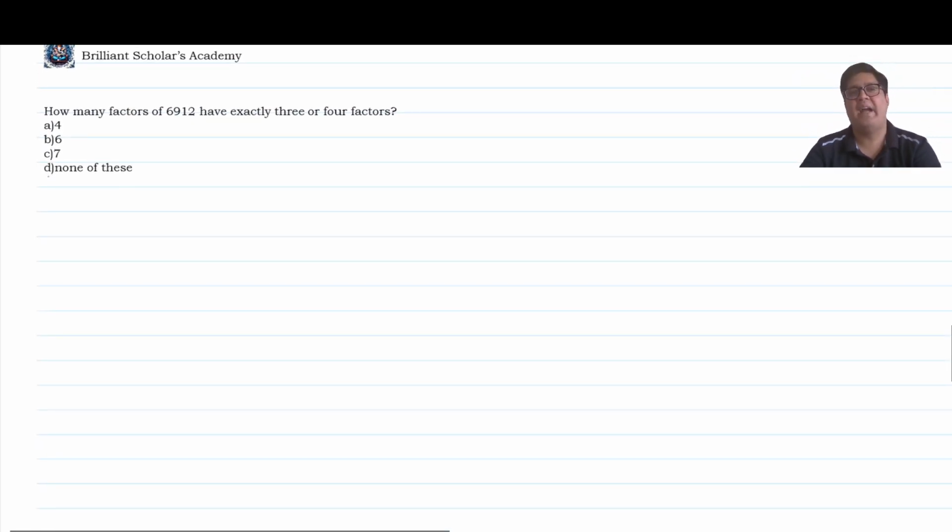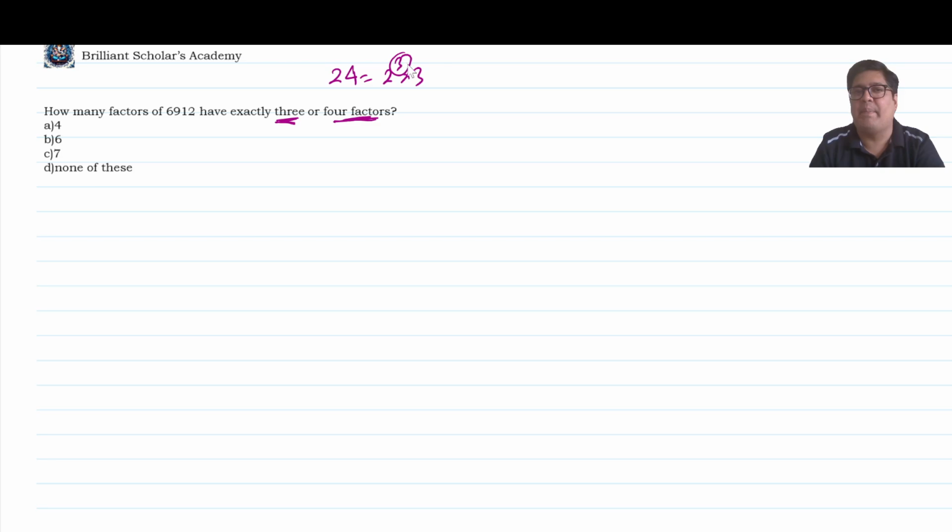Let us try more questions. How many factors of the number 6912 have exactly 3 or 4 factors? Exactly 3 or 4 factors. So before we start counting factors, if I say 24 is a number, the number is 2 cube into 3. How do we count factors? We increase the power of the prime by 1 and we multiply. That is how we count factors. To be able to count factors, you should be able to factorize the number first.